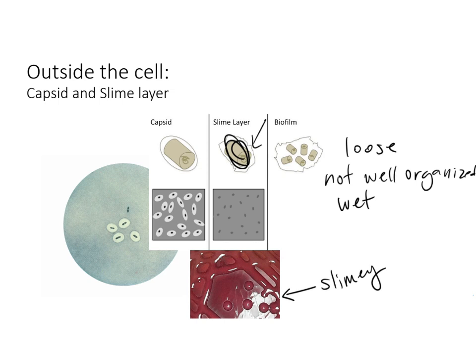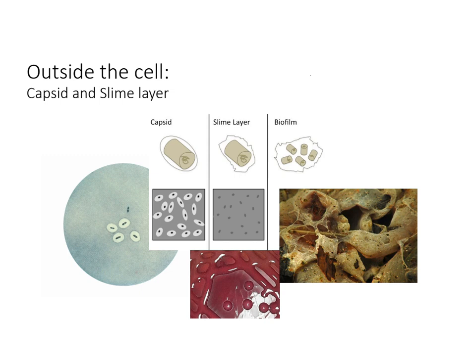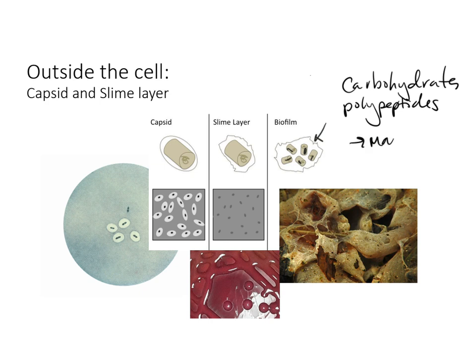But the final thing on our little diagram here is the biofilm. So let's switch slides and take a look at that. In this part of the diagram, you can see that there are multiple cells encased together in some sort of substance. And that layer of stuff is made up again of carbohydrates, like our capsule and slime layer, but it can also have polypeptides, which are amino acids and short proteins in there as well. And together, this layer is called the matrix.